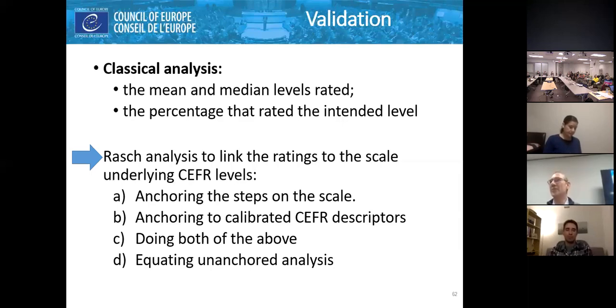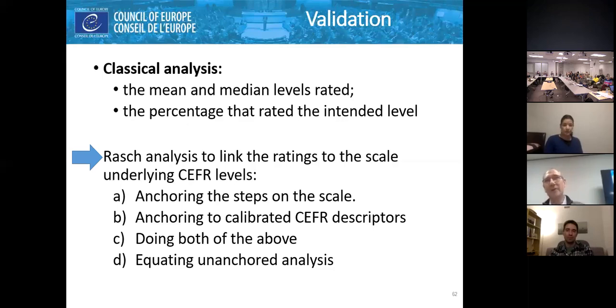First of all, you can anchor to the steps on the scale, because the CFR has 6 different levels, so there are 5 steps between them. So you could anchor your steps on your rating scale to that. That didn't work very well. I still don't really understand why, but it didn't. Then the classic way to do it is to include some existing descriptors which have already been calibrated, and they provide the anchor. That's the simplest and usual way to do it. Then the third way is to do both of those things. And the final way is to leave it alone, but have the anchors.